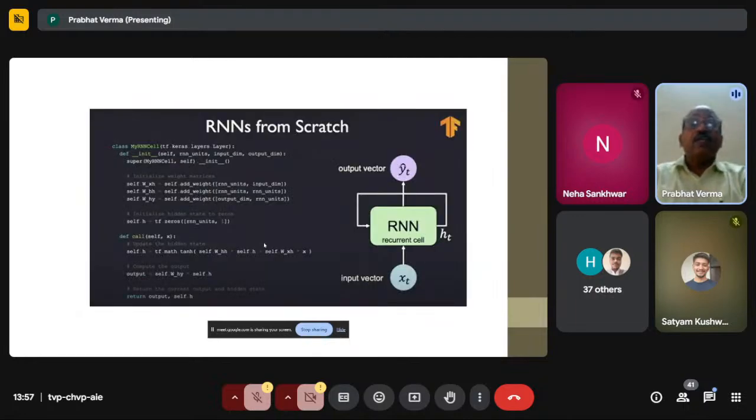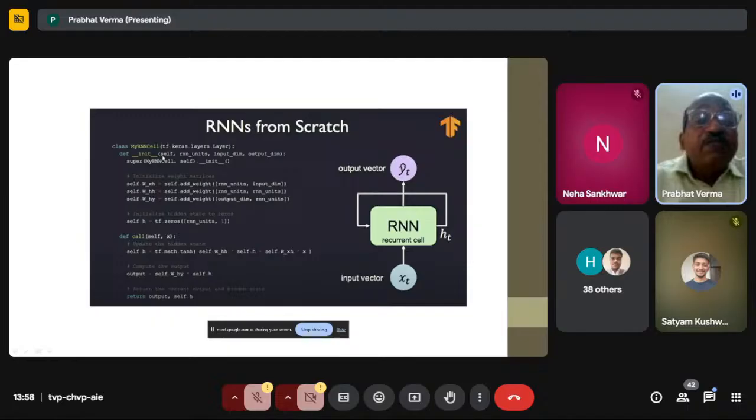We can see the implementation. We can have a glance at the implementation of RNN. So we can make use of TensorFlow for the implementation of RNN. So we can see this.